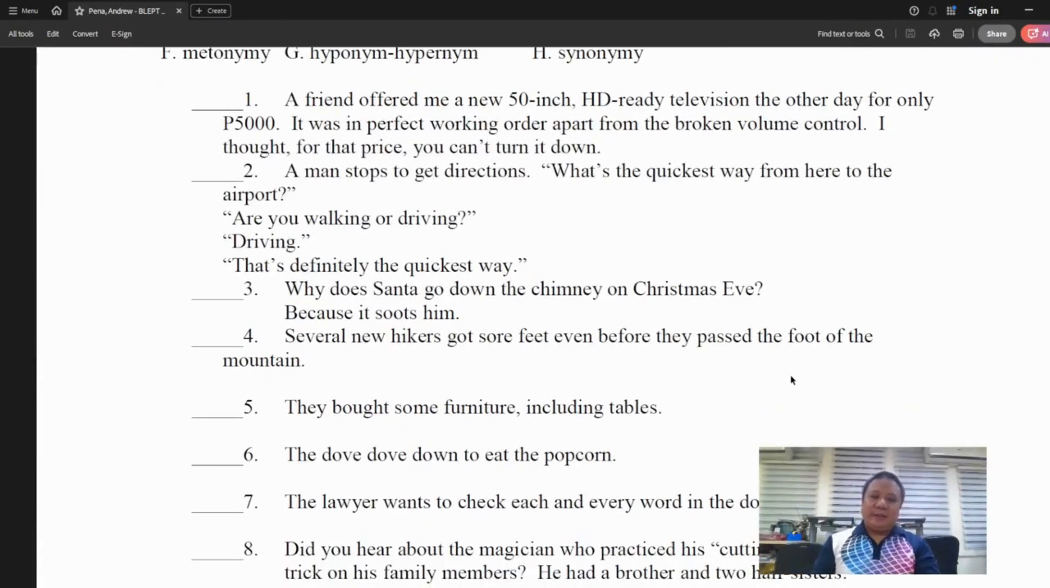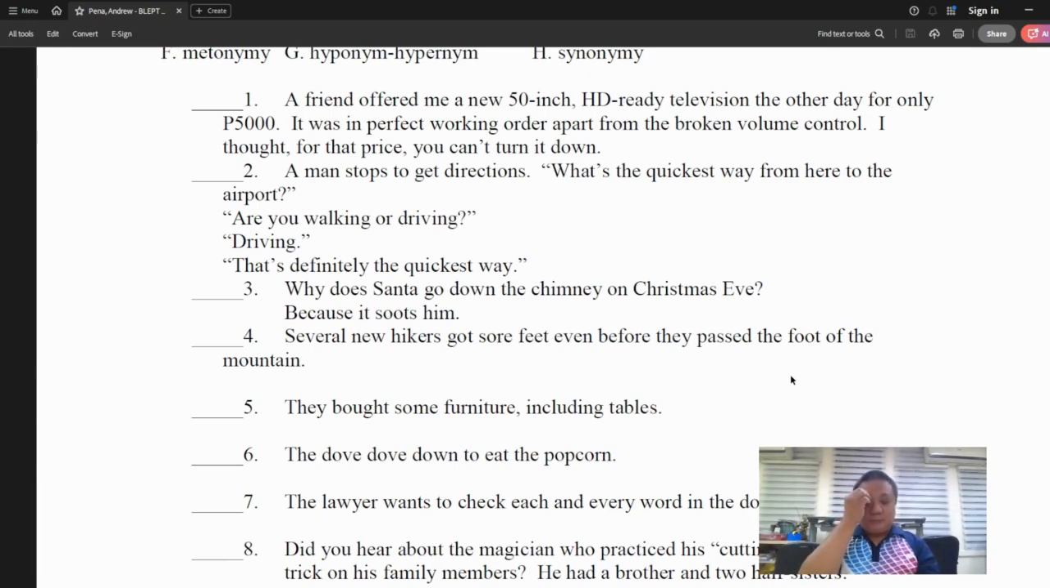Number 1. A friend offered me a 50-inch HD ready television the other day for only 5,000 pesos. It was in perfect working order apart from the broken volume control. I thought for that price you can't turn it down. The answer is number 1, B, homonymy. It has to do with turn it down. Turn it down could mean reject, or turn it down could mean physically lower the volume because the volume is broken.